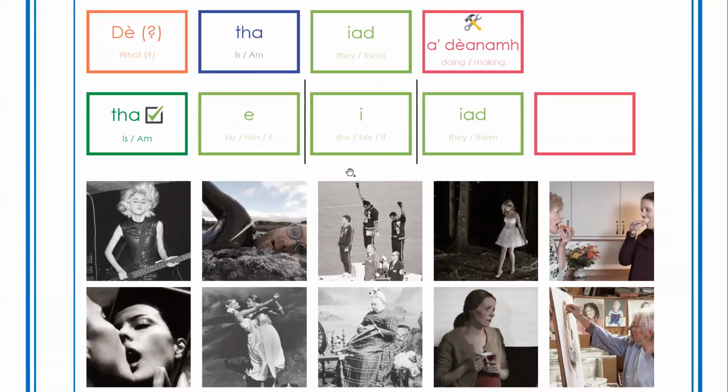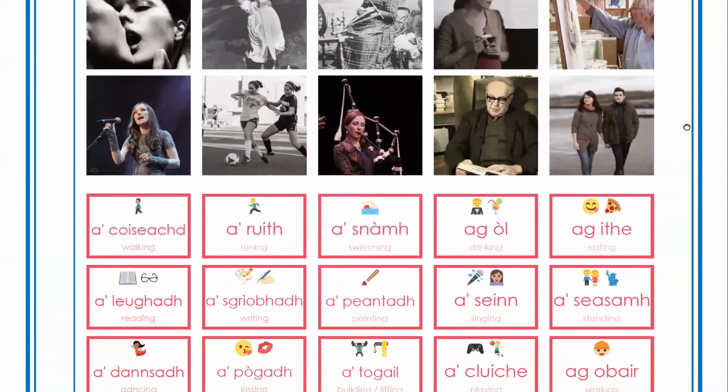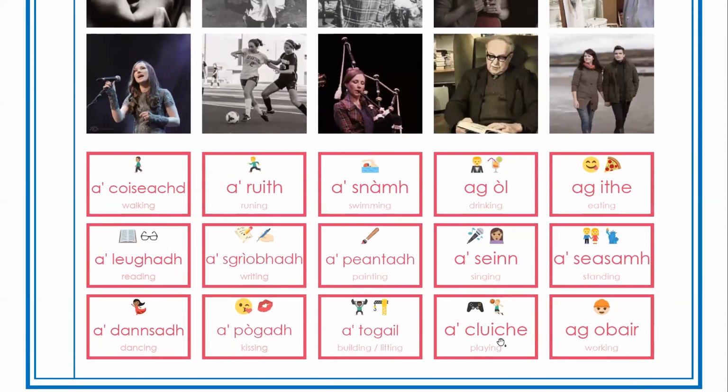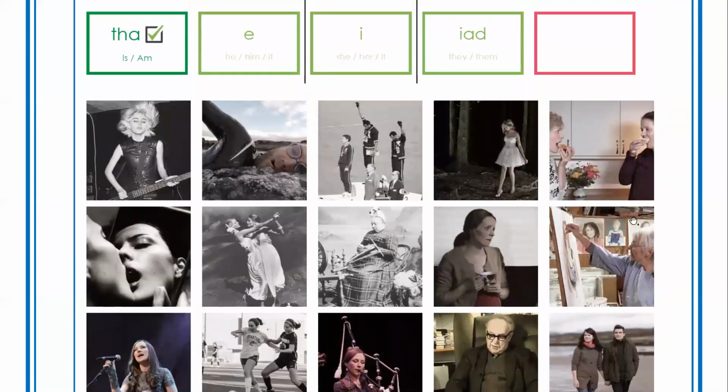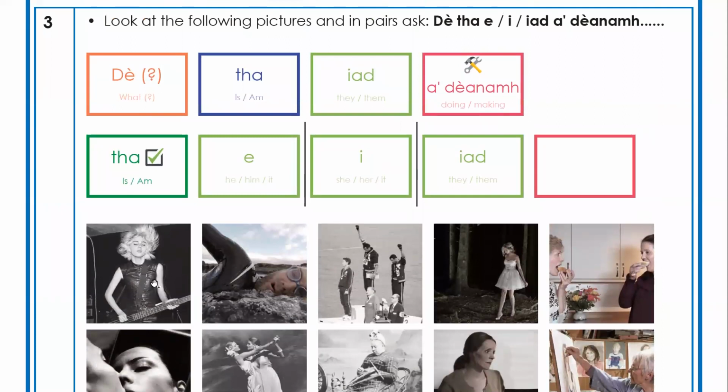So again, if you're doing this with a partner, you can pause the video and ask each other these questions and give answers. And likewise, if you're doing this in a class with a teacher, this is a good exercise to do in pairs and taking turns asking what people are doing and giving an answer. And you'll also see that at the bottom here, we have the appropriate verbal nouns to give answers to these. So je ha i a dèanamh.